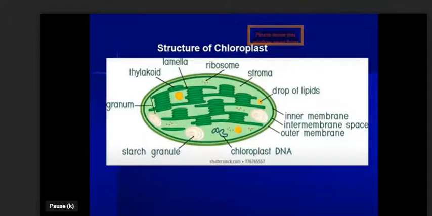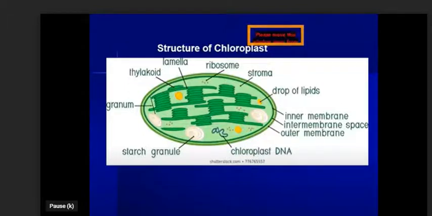So this is about the structure of the chloroplast. Both the light phase and the dark phase occur in the chloroplast, but at different sites. So when there is a question in the examination, what is the site for the light reaction, the answer is the grana or granum. And what is the site for the dark reaction? That is the stroma.